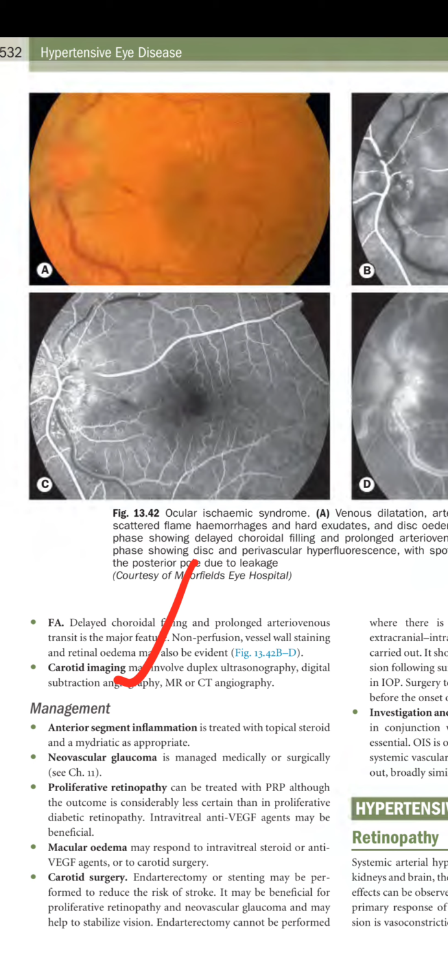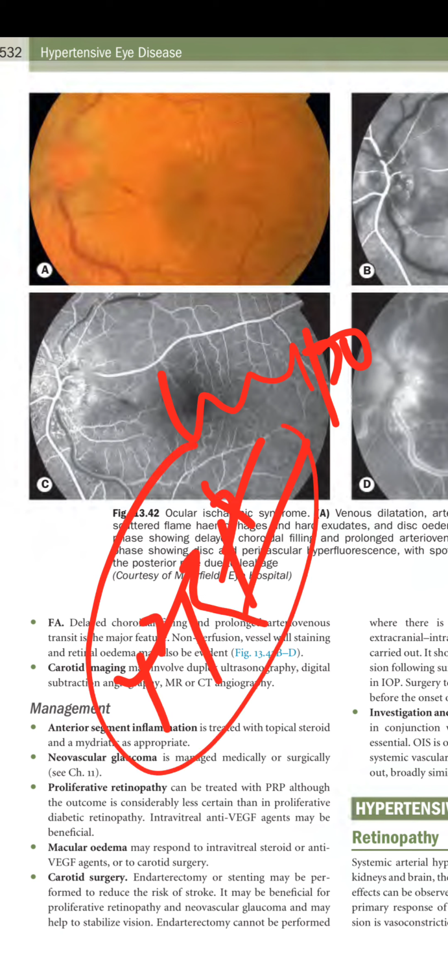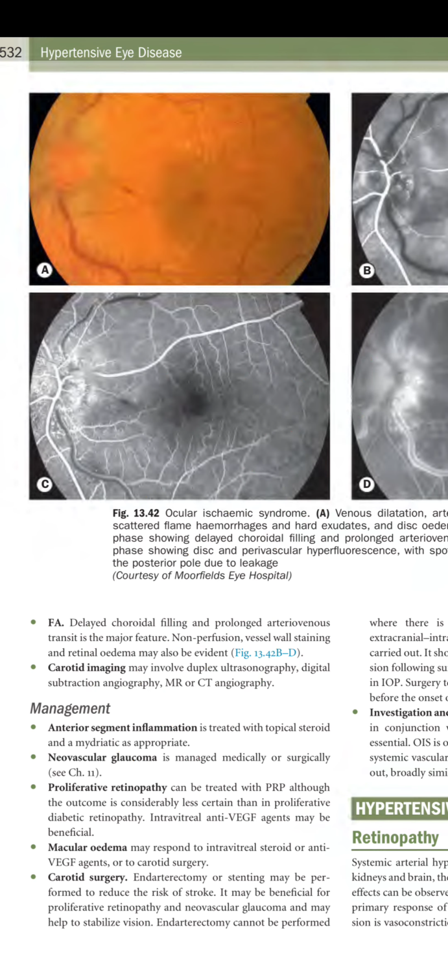Although the outcome is considerably less certain than in proliferative diabetic retinopathy, intravitreal anti-VEGF agent may be beneficial because basically the cause is that there is a hypoperfusion. Then the PRP outcome is uncertain. Macular edema may respond to intravitreal steroid or anti-VEGF agent or to a carotid surgery. So the main thing is you do the carotid surgery and you nip the evil in the bud.